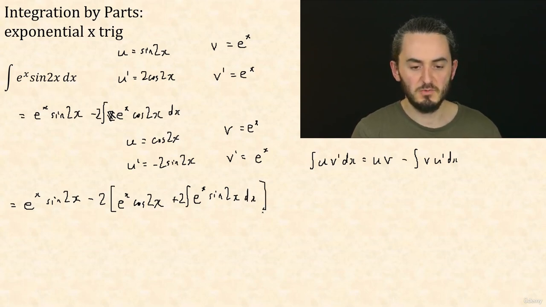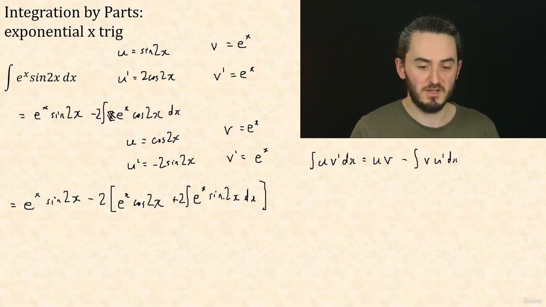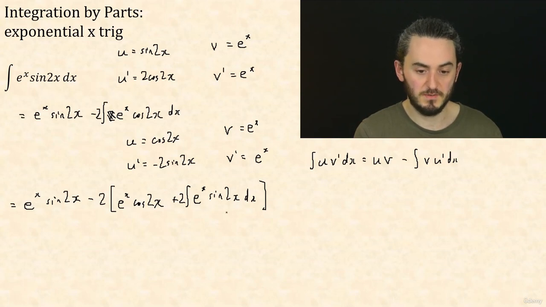Okay, can you see what's going on here? We've just looped round to where we started, right? We had e to the x sine 2x here. We're trying to integrate it, and I've just got the same problem again. So it looks like this is something that could go on forever, but we can use the appearance of the original question here to our advantage.